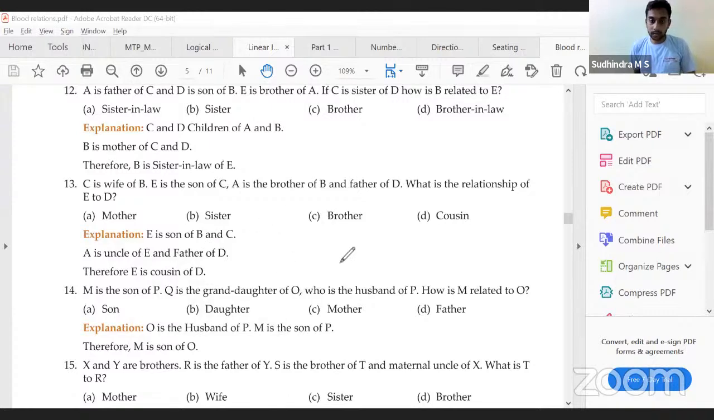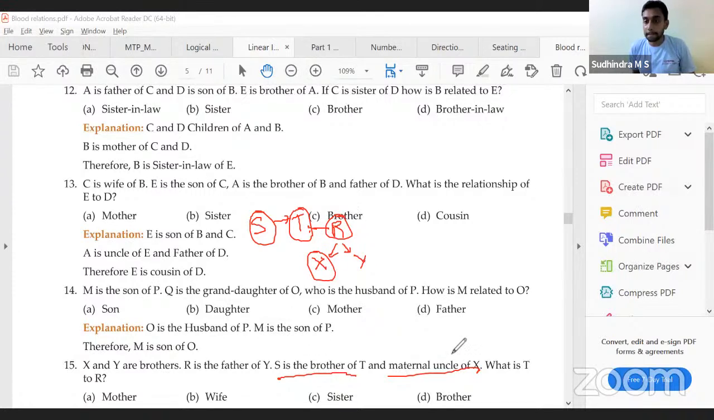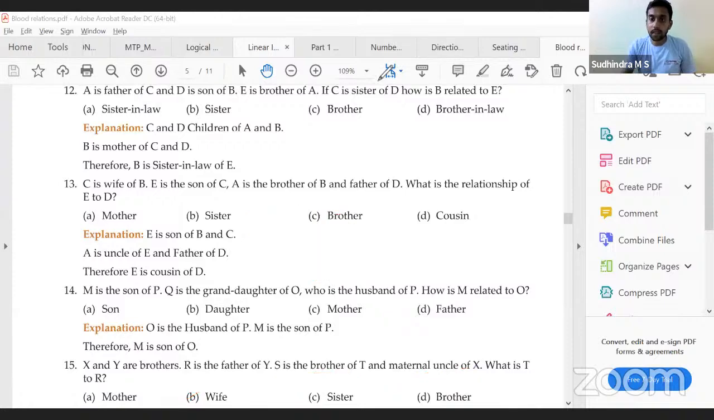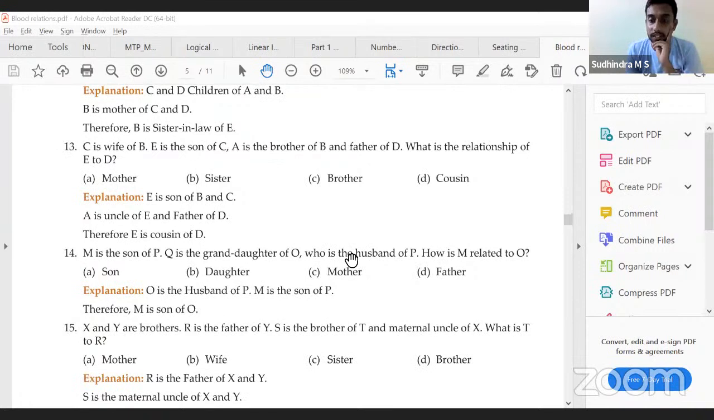T is the wife. Correct. So X and Y are brothers. R is father. S is brother of T and maternal uncle of X. So X's maternal uncle is S. He is brother of T. So obviously T is mother of X, which is wife of R. So T is wife of R. That's all. So these are some of the questions which are there.